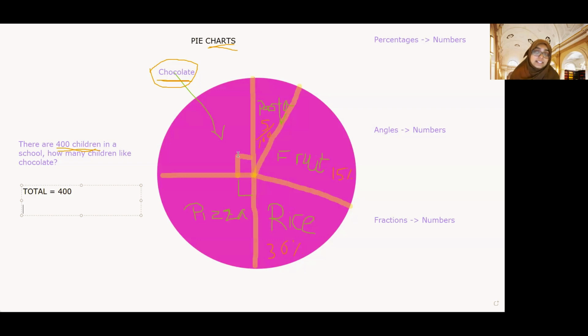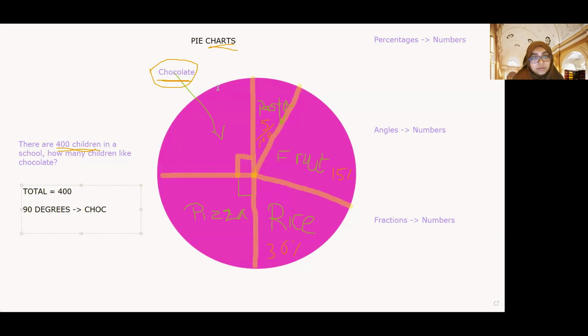Anytime you see a square sign in a shape in this corner like this, it means it is a right angle. So can you tell me how big is a right angle? Is it 30 degrees, 40 degrees, or 90 degrees? So pause the video here and have a go. Okay, great. So it is 90 degrees. So we know that the proportion of people who like chocolate are 90 degrees.